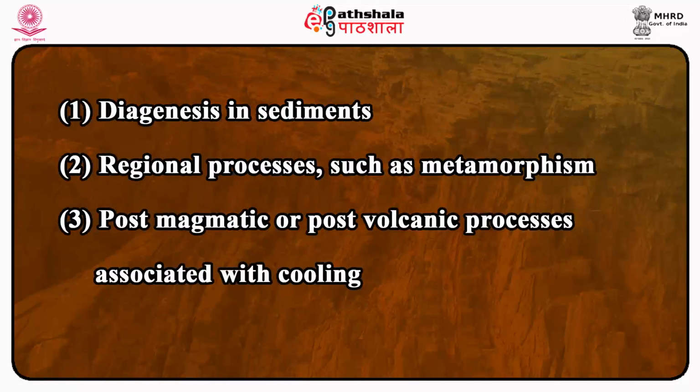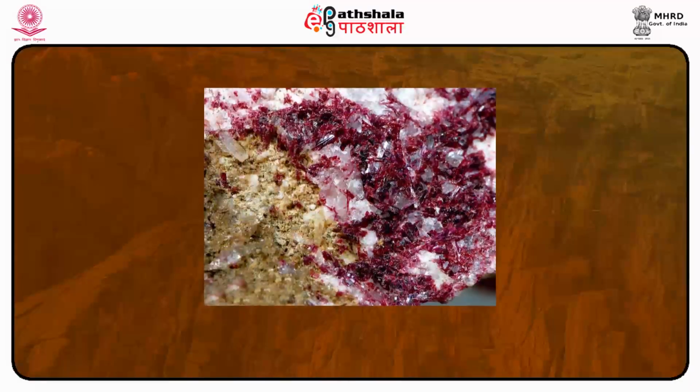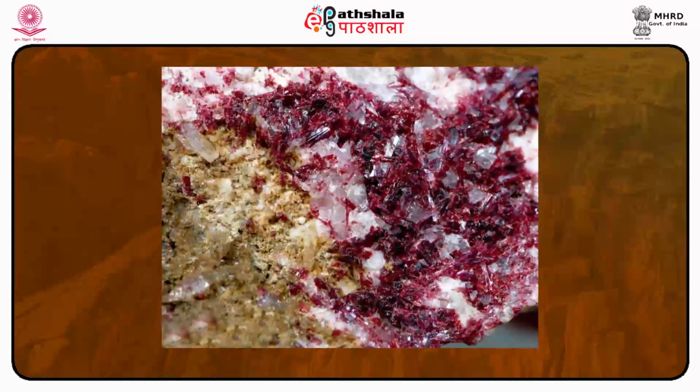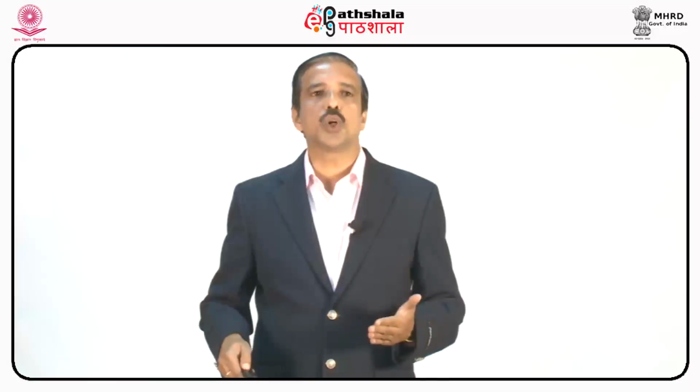Alteration may result from diagenesis in sediments, or regional processes such as metamorphism, or post-magmatic or post-volcanic processes associated with cooling, and direct hydrothermal mineralization processes. For example, propylitization is the result of low temperature, low pressure, peripheral alteration around many ore bodies, for example, porphyry type copper deposits. The propylite assemblage consists of epidote, chlorite, MgFeCa carbonates and sometimes albite, orthoclase, all involved in partial replacement of wall rock minerals. The same assemblage can be produced by saussuritization of mafic to intermediate volcanic rocks as a consequence of regional metamorphism of greenschist facies. It can also be produced during the cooling history of a basalt, andesite, dacite pile.